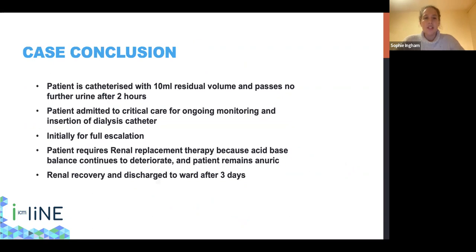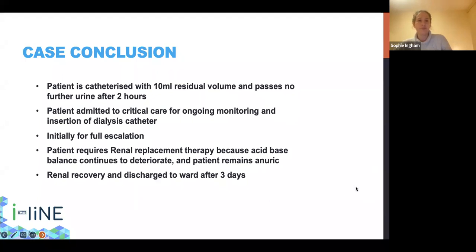So your ITU consultant agrees. Initially, the patient's catheterized. They only pass 10 mils of urine over the next couple of hours. They're admitted to critical care for ongoing monitoring, and they have a dialysis catheter inserted. She has a renal replacement therapy because her acid-base balance doesn't improve, and in fact it deteriorates, and she remains anuric. So you've done a good job, and she makes a good recovery and is discharged back to the ward after 3 days. So this is an example of a patient that doesn't initially need admission to ITU, but it's somebody that you would probably want outreach to review or yourself to go and review because they may well need admission later. And that's exactly what happened in this case.